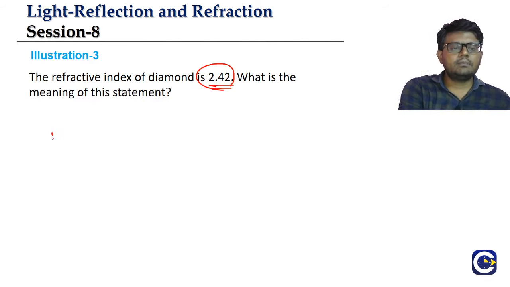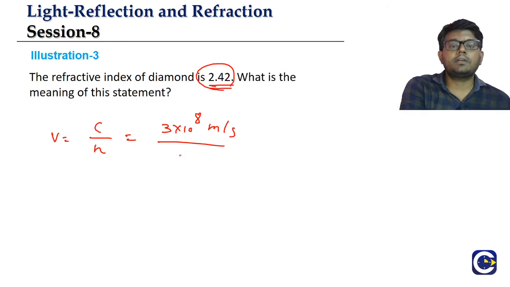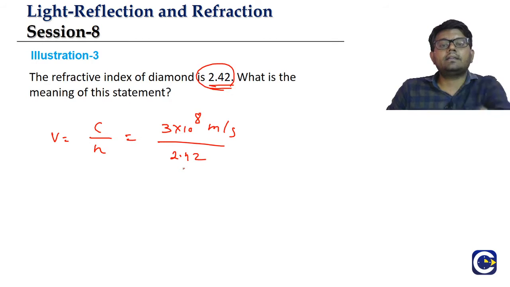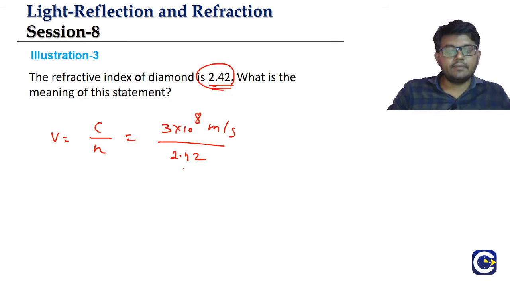Recall the formula we discussed in the previous problem: V is equal to C by N. From this we can find the velocity of light in that particular medium. So the velocity of light in diamond will be equal to 3 into 10 power 8 meters per second divided by 2.42.